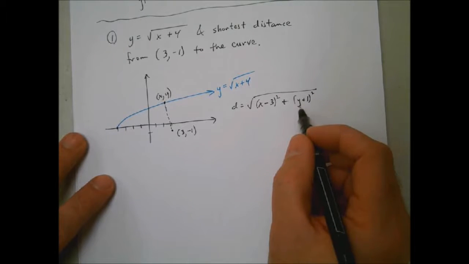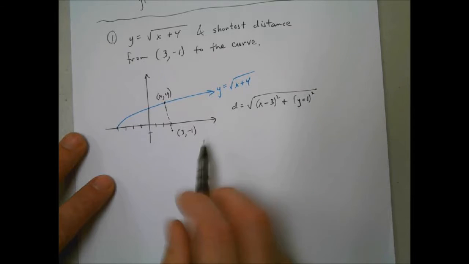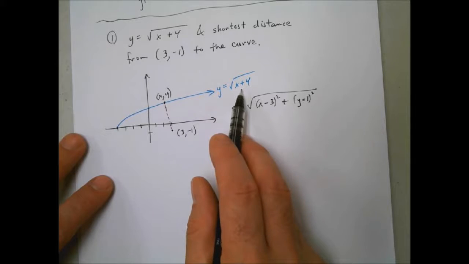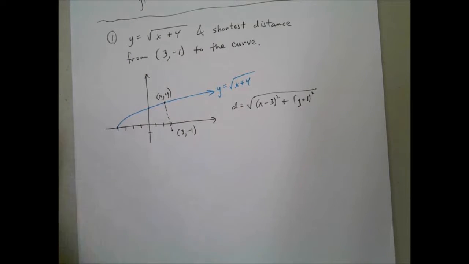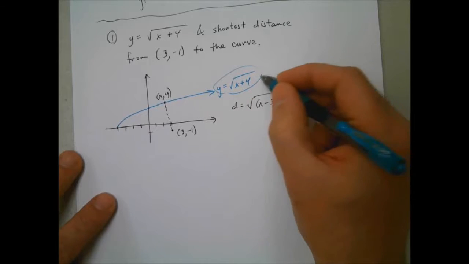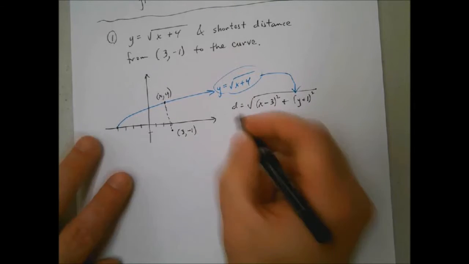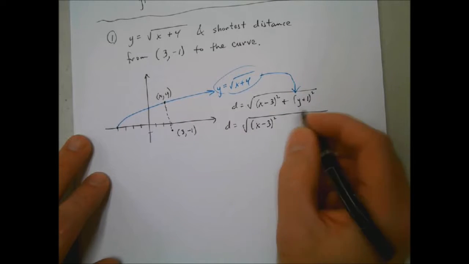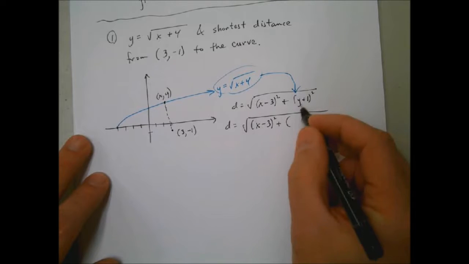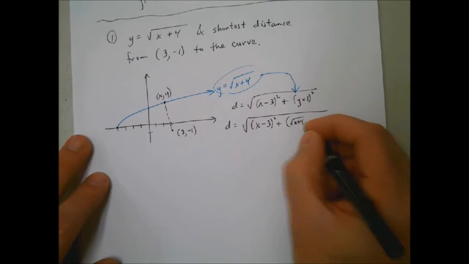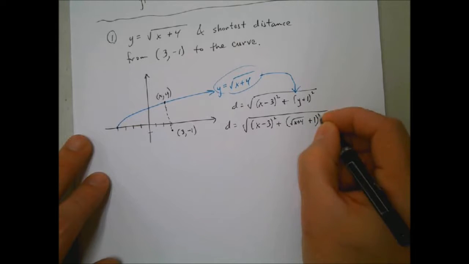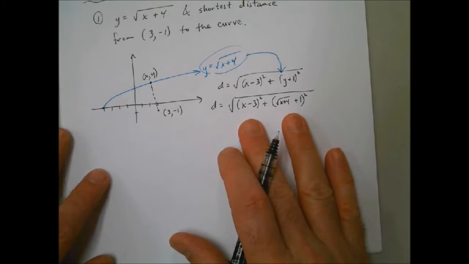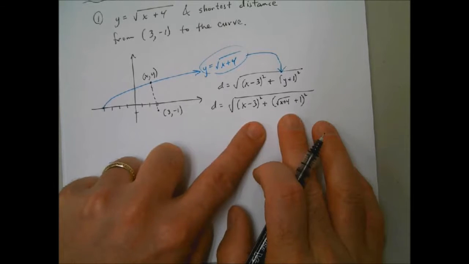So I need to substitute for either x or y. Well, we happen to know that y is root x plus 4. So if I substitute that where I see the y's, we get d equals square root of (x minus 3) quantity squared plus, in place of the y, root x plus 4 plus 1 quantity squared. Okay, so we have the distance, what we're trying to minimize, in terms of one variable.